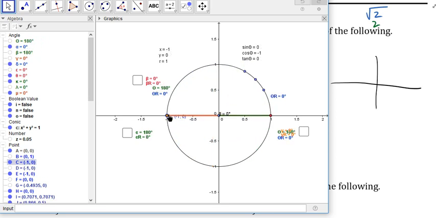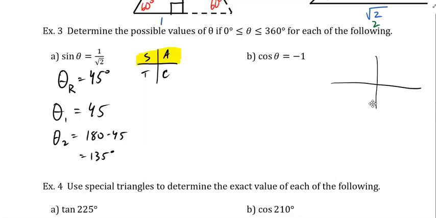There, it's negative 1, because cosine is my x, so that's where it's negative. So in this case, you would just say theta equals 180 degrees.